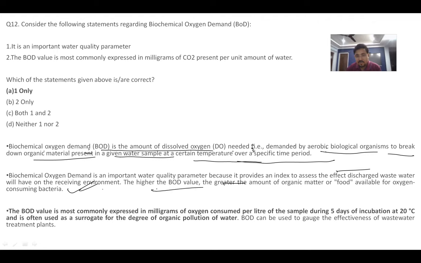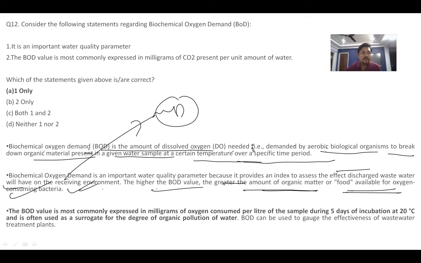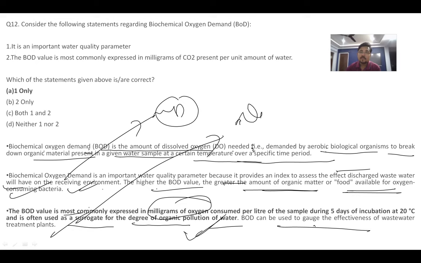Higher the BOD value, greater the amount of organic matter or food available for oxygen consuming bacteria. So this is also important. The BOD value is most commonly expressed in milligrams of oxygen consumed per liter of sample during 5 days of incubation at 20 degrees Celsius and is often used as a surrogate for the degree of organic pollution of water. Aru, BOD can be used to gauge the effectiveness of wastewater treatment plants. Please note all this down.